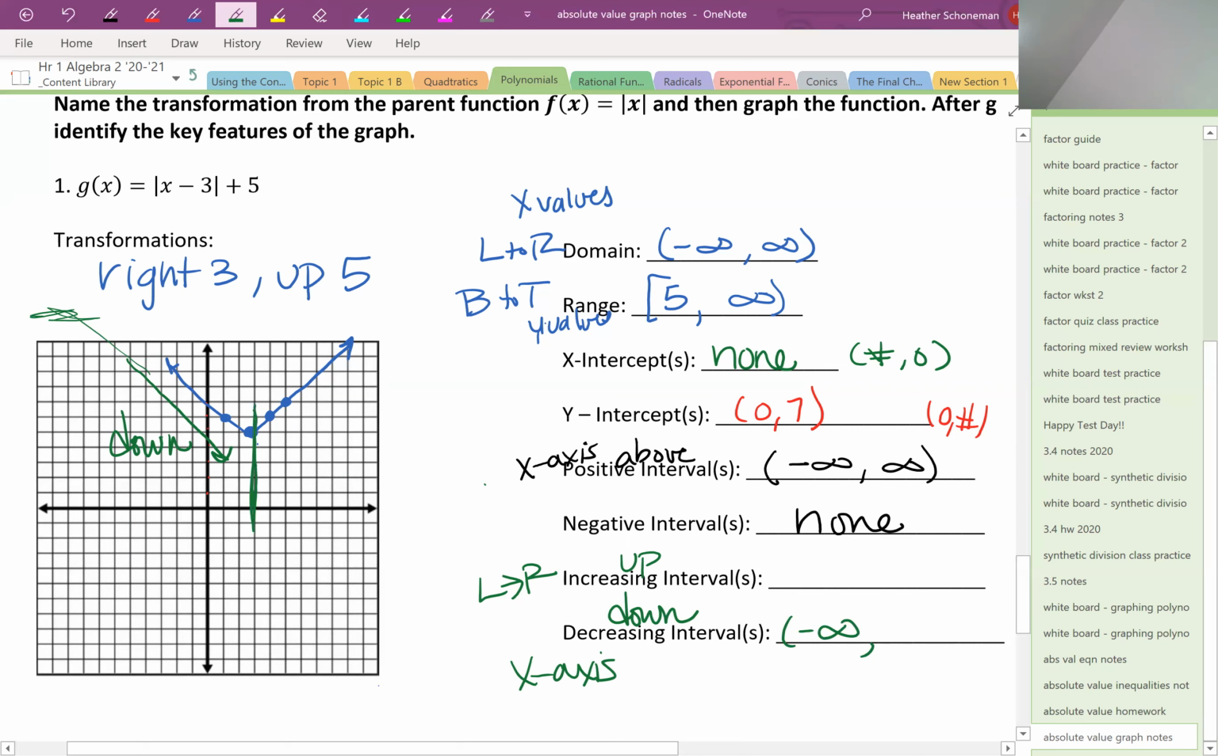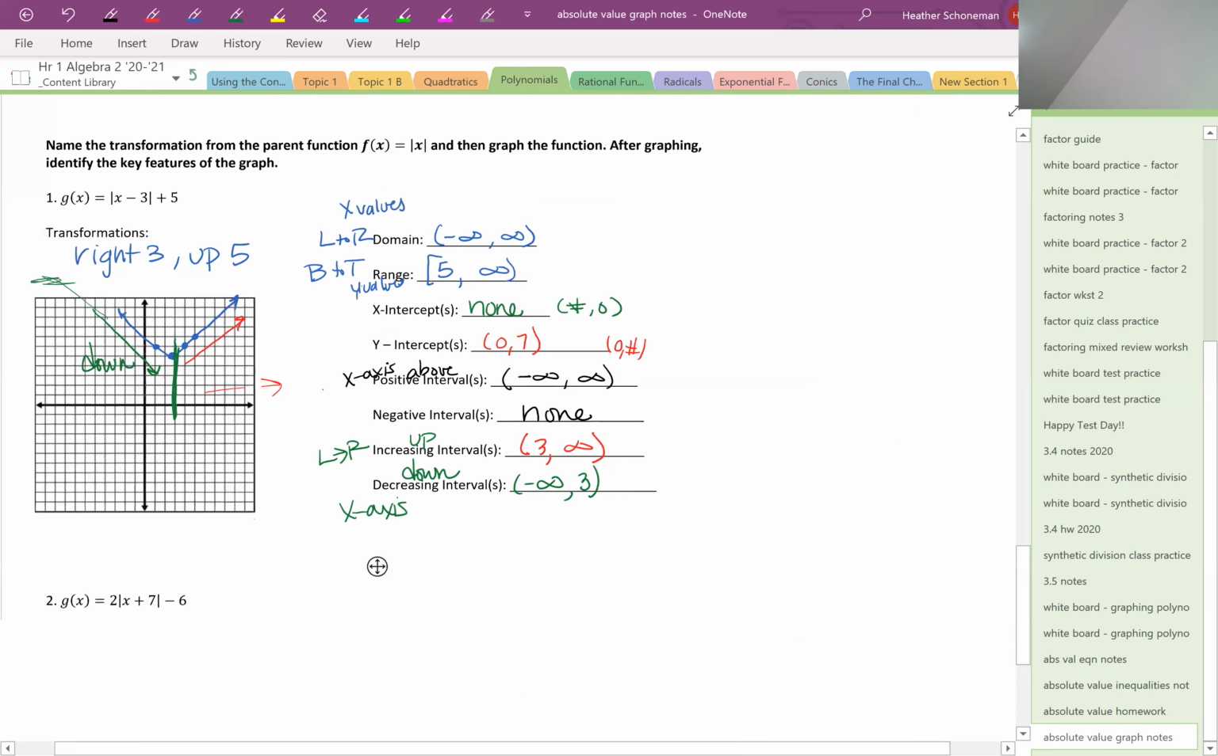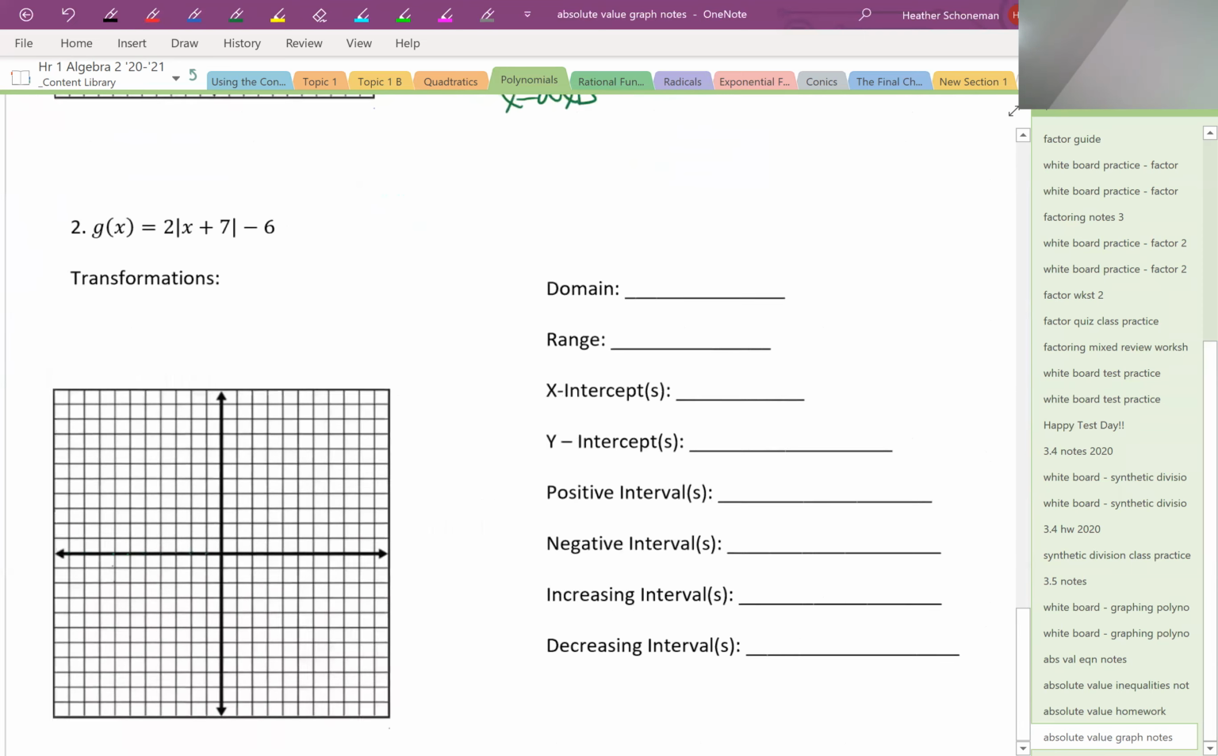stops decreasing right here, and we read it off the x-axis at 3, and we put a parentheses because at 3, it's neither going up or down. And then at 3, it changes directions and it goes up. So from 3 all the way out here to the right to positive infinity, it is increasing. Okay, let's do one more of these.